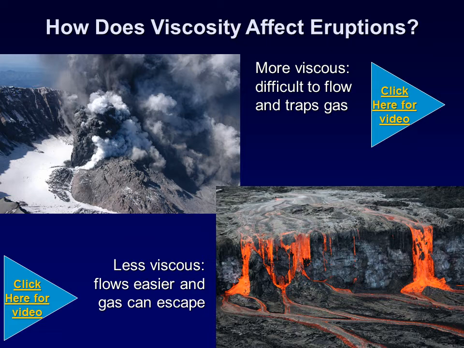Okay, and so the last question here is building on that information. Which type of viscosity, more or less, will create an explosive eruption? It should be more. Gases get trapped and pressure builds within the magma chamber until the pressure is greater than the friction and the volcano explodes.